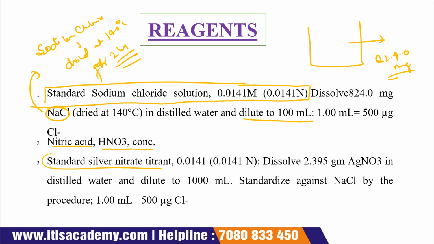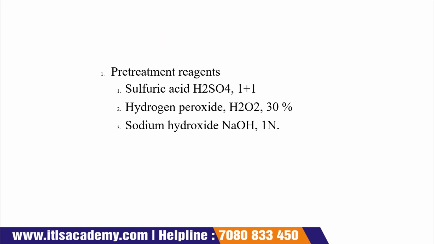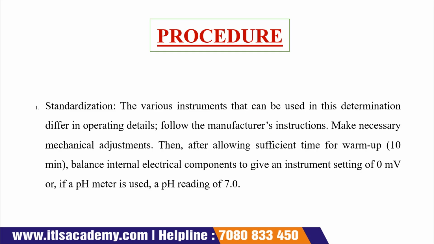Then we require a standard silver nitrate titrant. For that we require 2.395 gram of silver nitrate, and it will be dissolved into 1000 ml of distilled water. Or you can say that first of all you have to dissolve this silver nitrate into 500 ml of distilled water. Then when all the silver nitrate is dissolved, you have to make up the volume to 1000 ml. The pre-treatment reagents that we require are sulfuric acid, hydrogen peroxide 30%, and sodium hydroxide 1 normal.